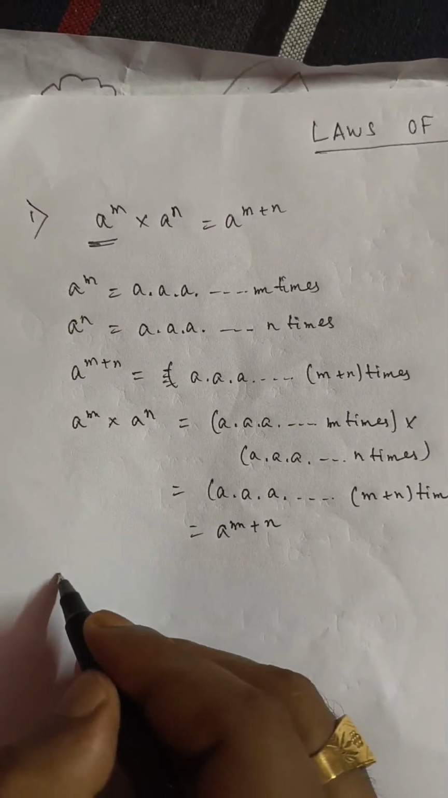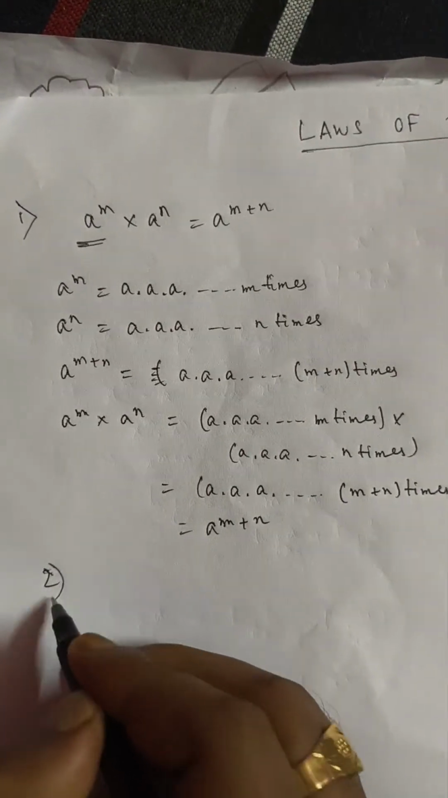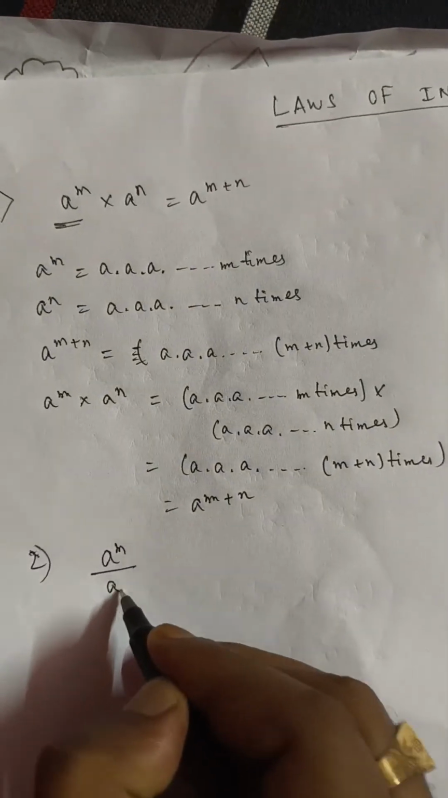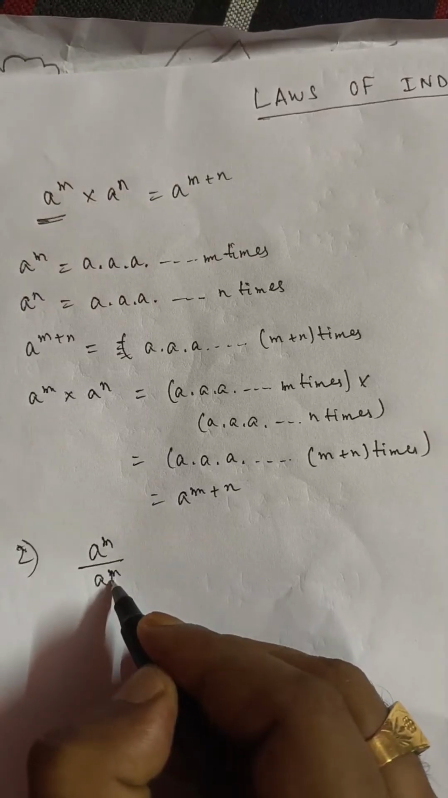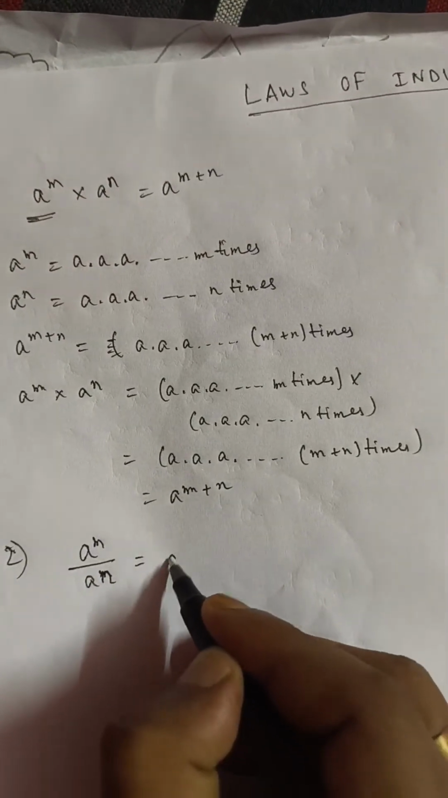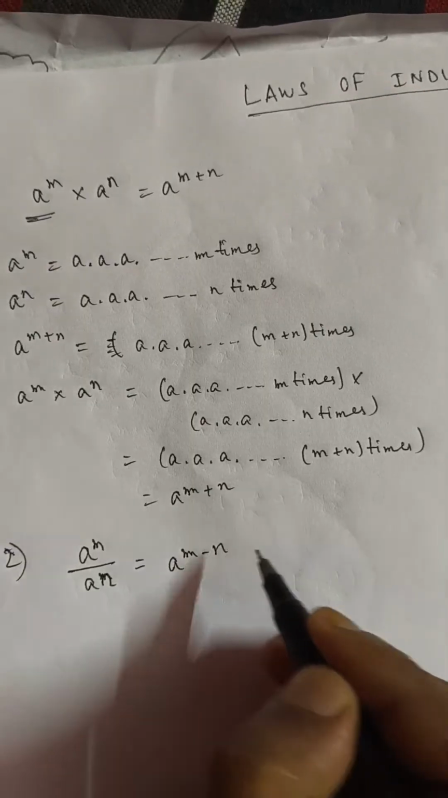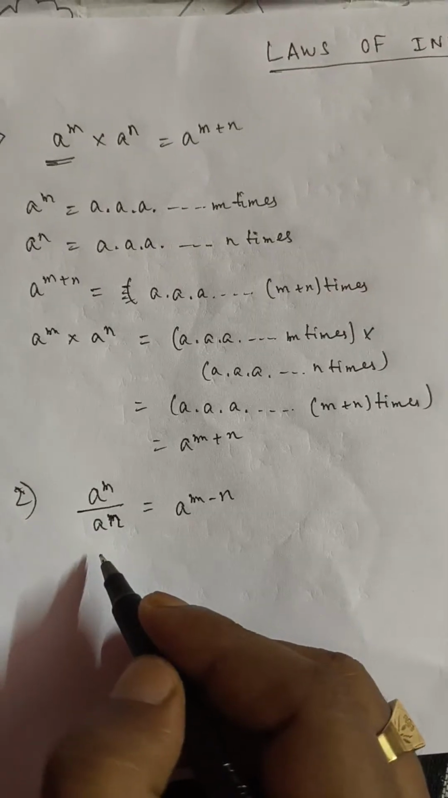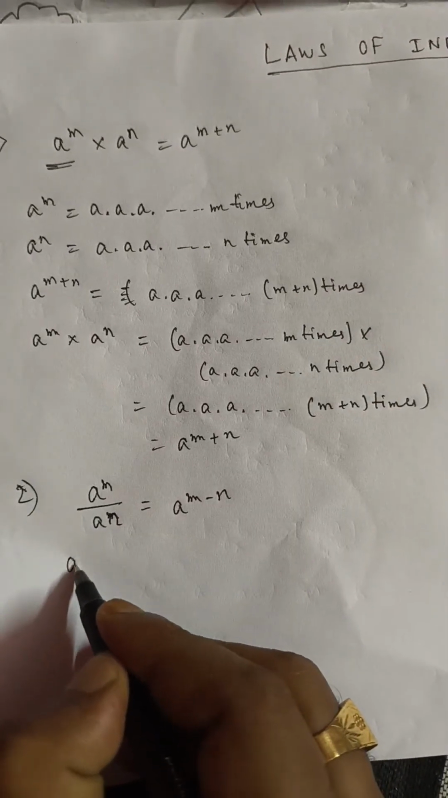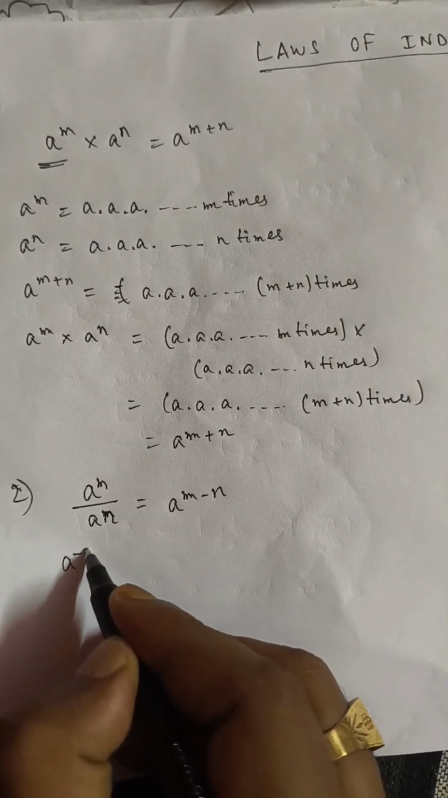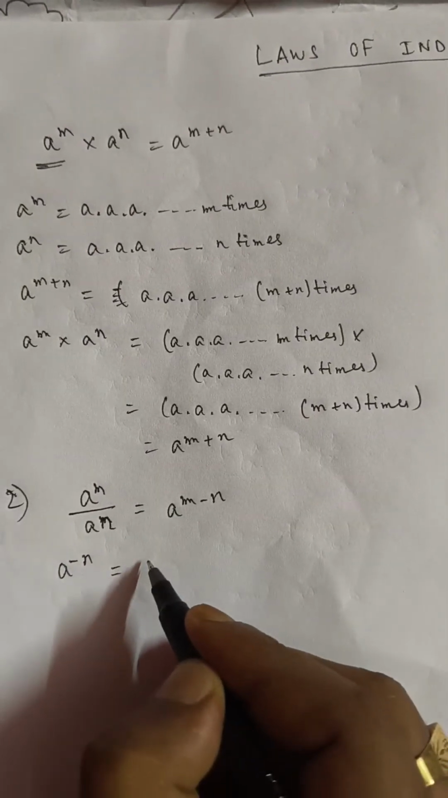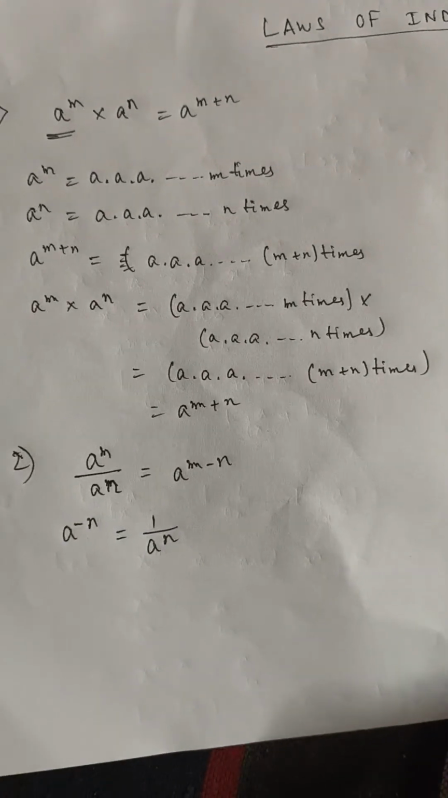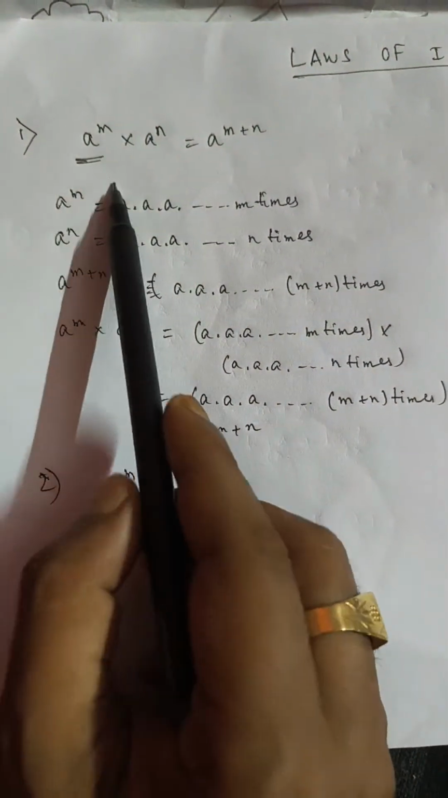Similarly, we have another formula: a to the power m by a to the power n is equal to a to the power m minus n. How can we prove this? We know that a to the power minus n is equal to 1 by a to the power n. So we will replace this here.